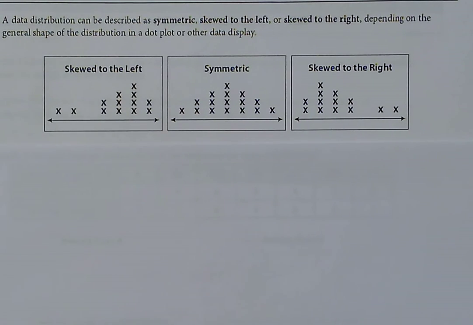So anytime that you have a little trail going one way, left or right, that is going to indicate that it's skewed either to the right or left. If you don't have that trail, then it's symmetric.